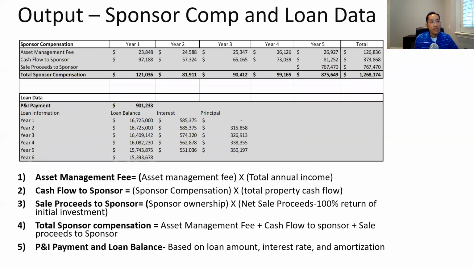In terms of sponsor comp, we talked about asset management fee. So this is usually 1 to 2% over the property management fee. And then cash flow to the sponsor, this is based off of the equity override and then your sales proceeds at the end. And then your P&I payments there as you pay down the loan balance over time.